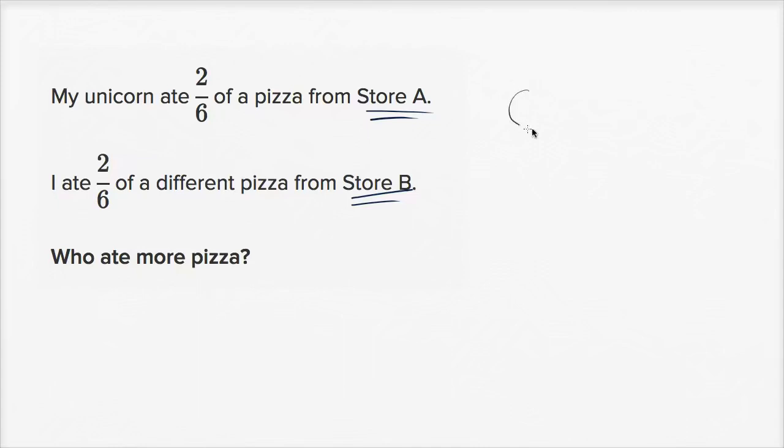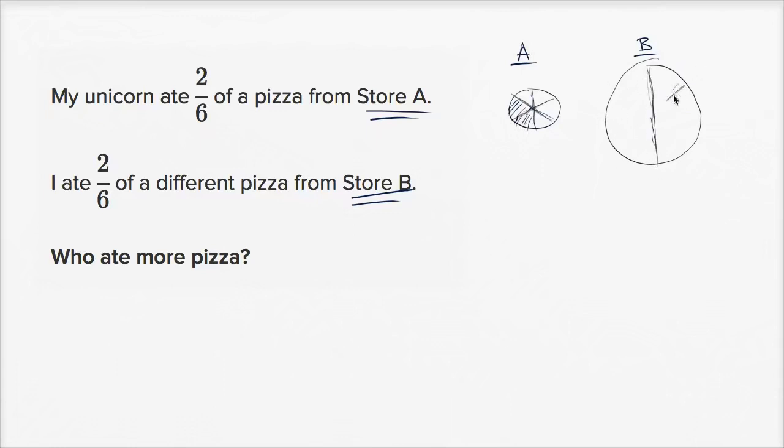Store A's pizza might look like this. Store B's pizza might look like this. So if this is store A and this is store B, you eat 2/6 of this. Let me divide this into 6. Whoops, I don't want to do eighths. I want to do sixths. So that's close enough. You get the idea. So 2/6 would be like this. 1/6, 2/6, and 2/6 of this would be like this.